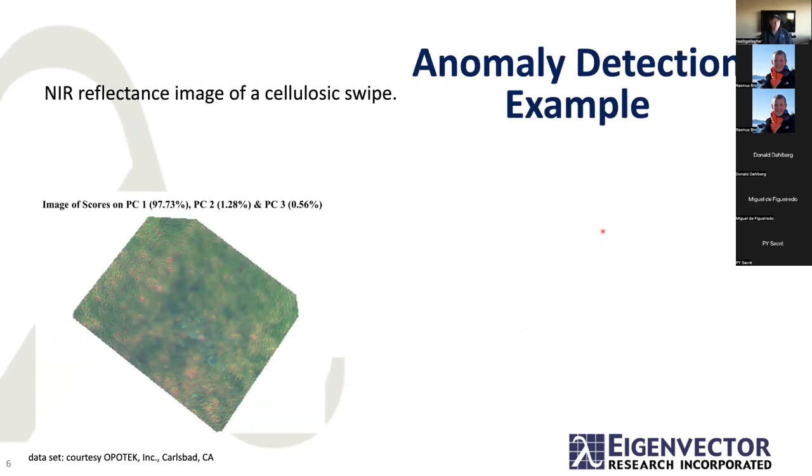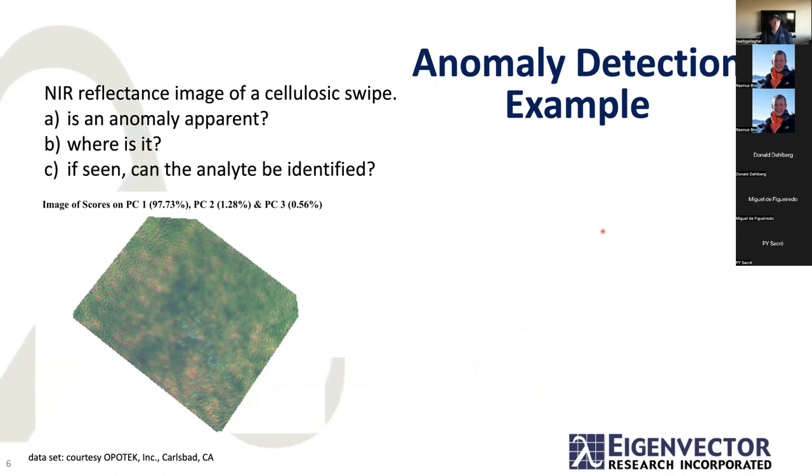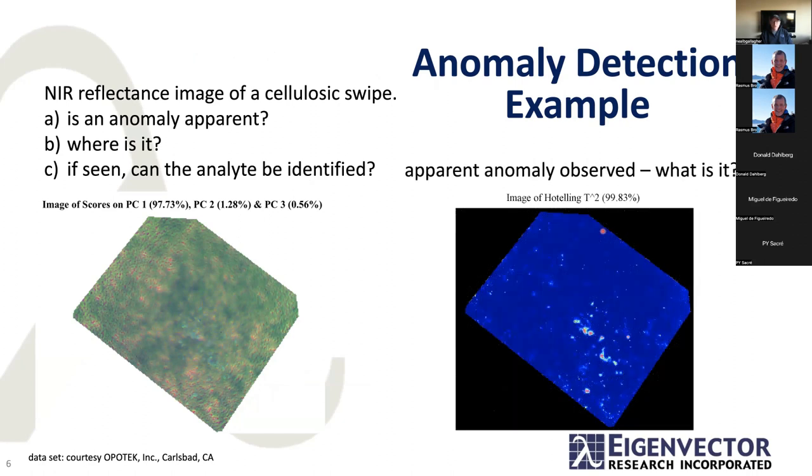So I like this example because it's a near-infrared image that's been masked. This is a scores image on the left-hand side of a cellulosic swipe that has something on it. And you say, okay, well, do I see an anomaly in that figure? Where is it if I find something? And if seen, can we identify it? So the challenge is, do you see it? Well, if I go into Hotelling's T squared, where I do this weighting strategy, you can see, I do have little clumps of something in there. And there's dots out here and that side of it. So I've got an anomaly. And that's all fine and dandy.